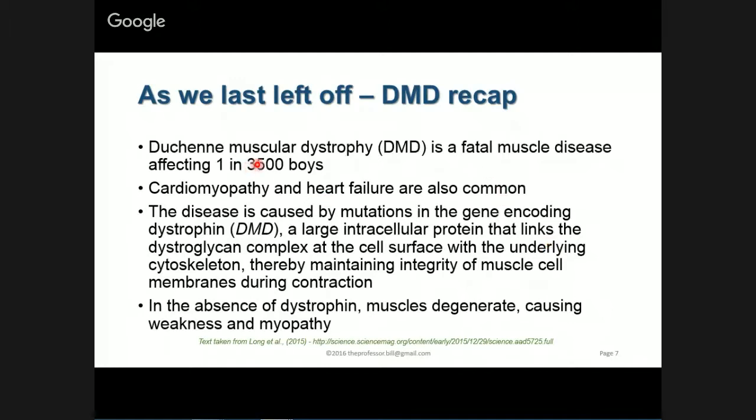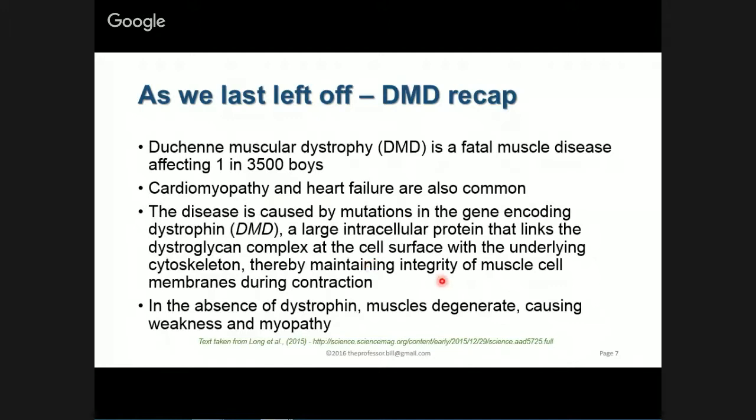So just again, as a recap, Duchenne's muscular dystrophy, the one that we started off with, and Becker's muscular dystrophy tend to be fatal muscle diseases. Becker's is a little less so. It's X-linked, and it affects about 1 in 3,500 individuals, primarily boys, that have that muscle wasting. Cardiomyopathy and heart failure are also common, as I mentioned to you earlier, and this is a mutation that causes the premature termination of the dystrophin protein.